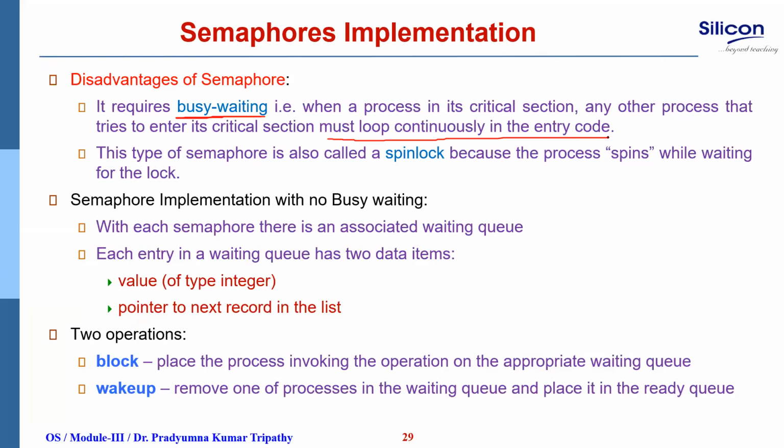This semaphore is also known as a spin lock. This is called busy waiting or spin lock. The process spins while waiting for the lock. Therefore, it is called the spin lock. The same concept is called busy waiting, or it is known as the spin lock. Both the terms you remember. So spin lock or busy waiting is a disadvantage of the semaphore. But the semaphore ensures that no two processes can enter into the critical section at the same time.